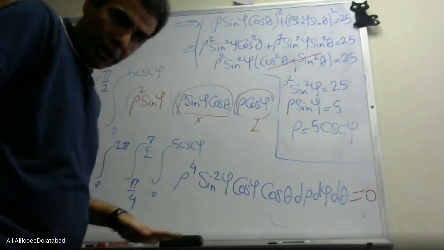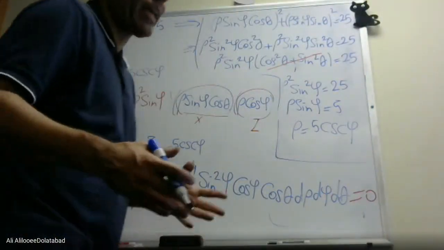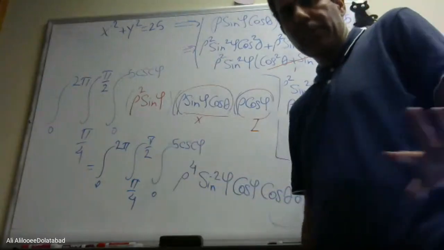So it was a nice question, a little bit tricky question, especially for finding phi and finding the range of phi and range of rho. Theta was easy.